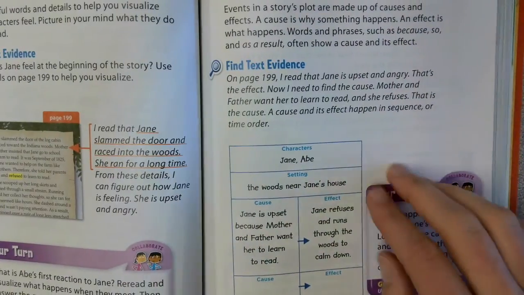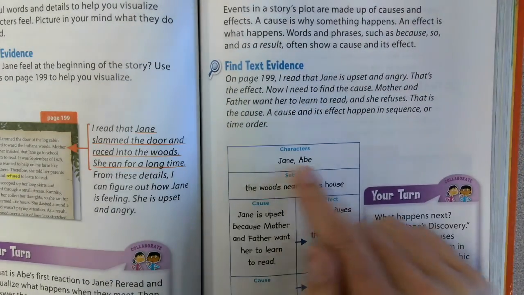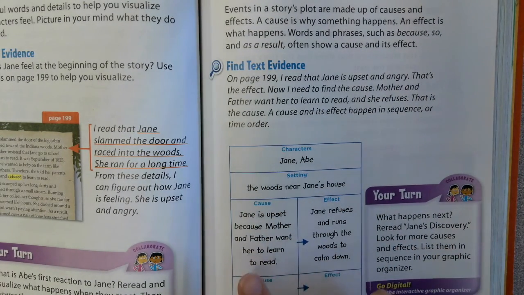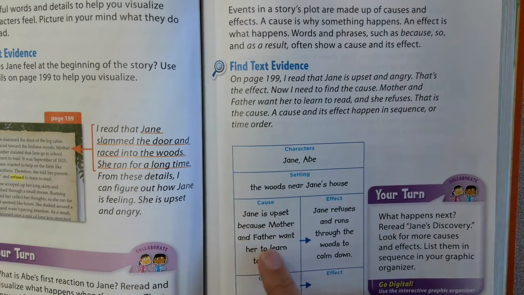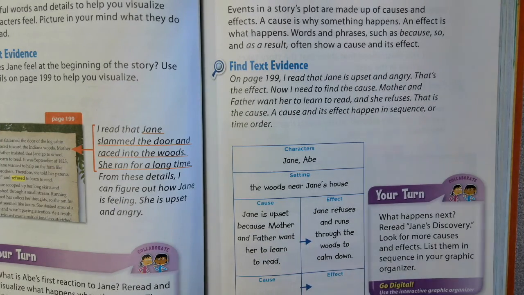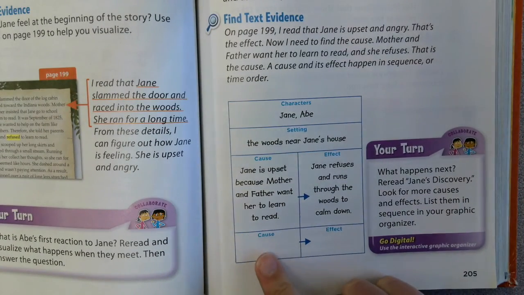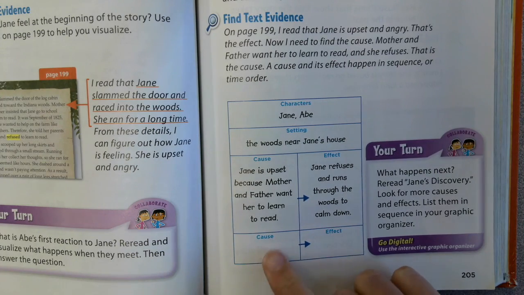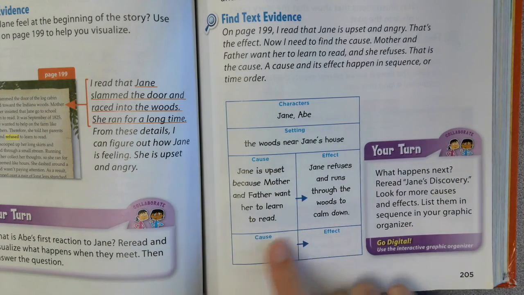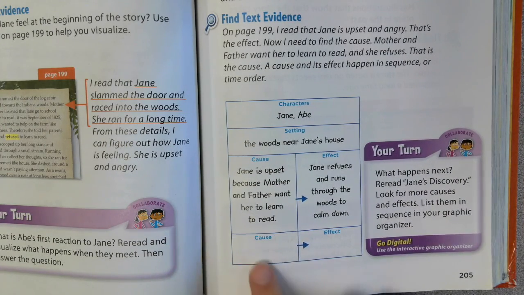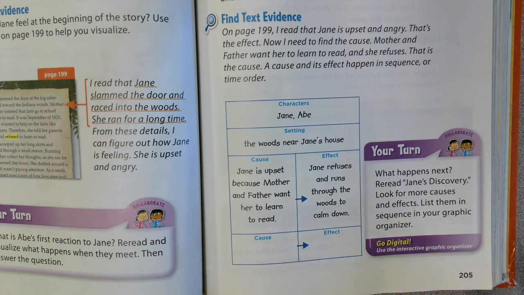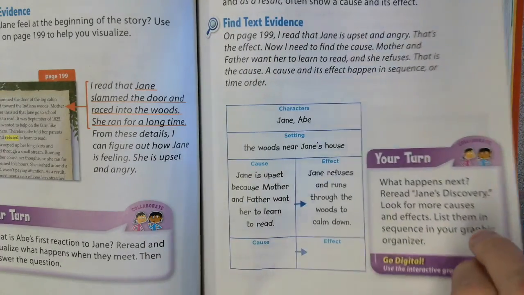So, for this story, we can talk about the characters were Jane and Abe. The setting, where the story took place, was the wood near Jane's house, and the cause was Jane was upset because Mother and Father wanted her to learn to read, and the effect, she refuses and she ran through the woods to calm down. Now, another cause and effect here would be something like Jane tripped over Abe's legs. As a result, her and Abe started to talk. Okay? Go ahead and turn the page.